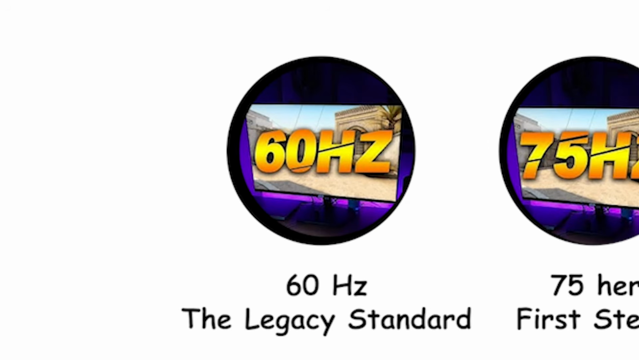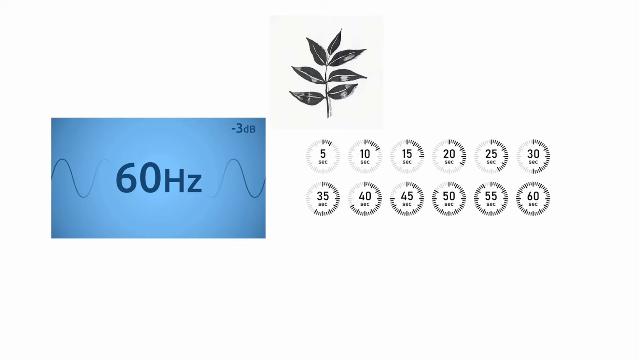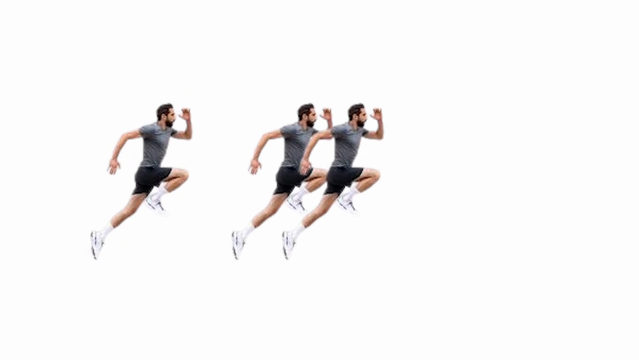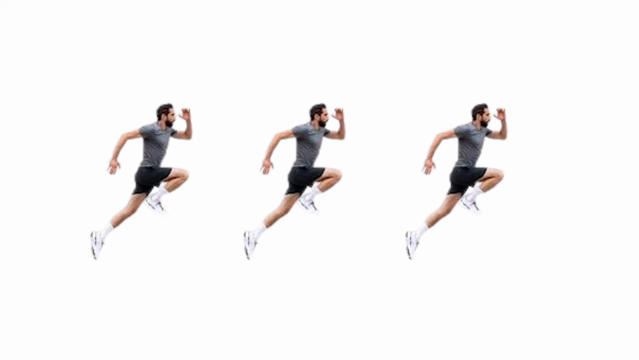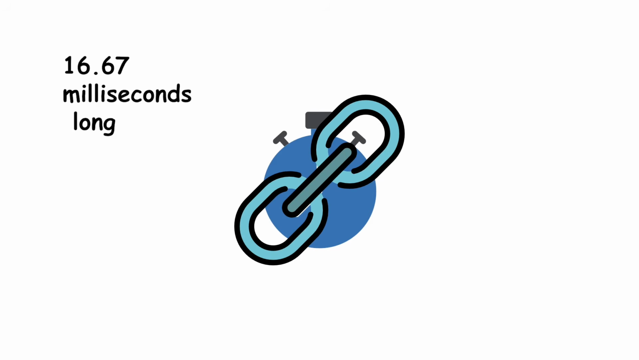60 Hz, the legacy standard. 60 Hz means the screen draws a new image 60 times per second. Each refresh window is about 16.67 milliseconds long, which is how long each frame sits on screen before the next one replaces it. That number matters because it's the baseline timing that everything else in the chain must fit into.